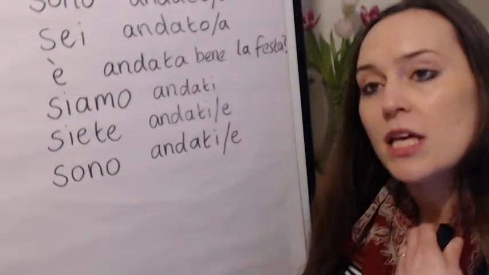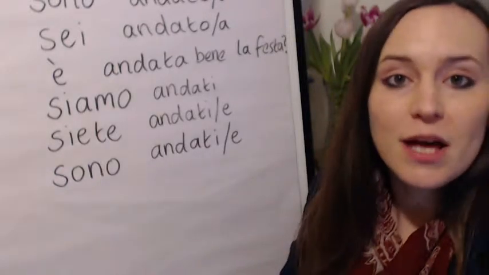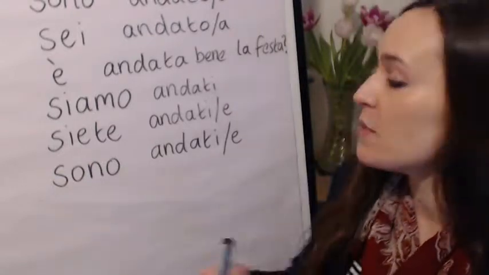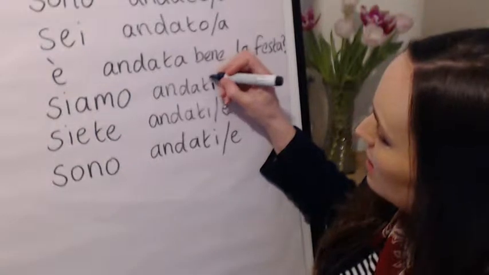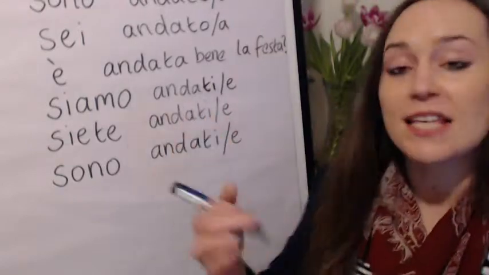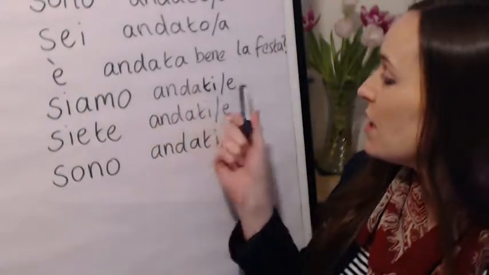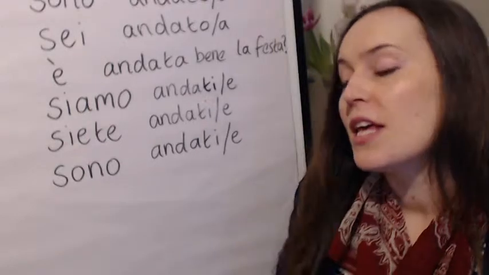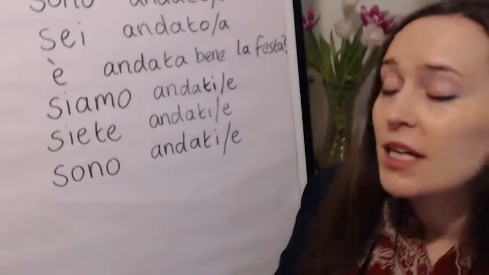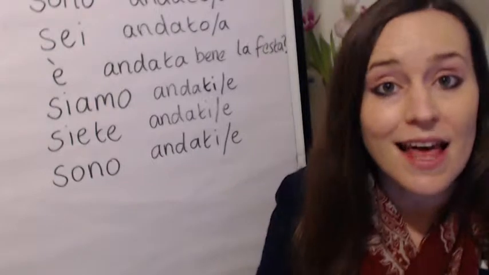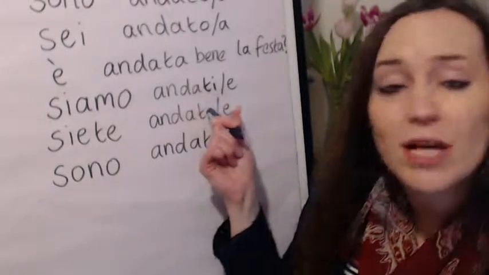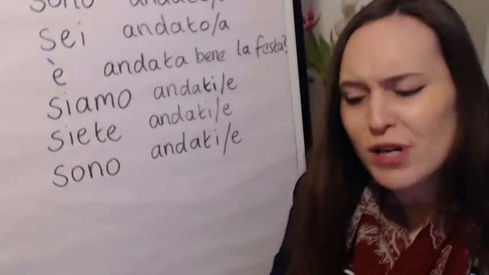For example, io e mio marito siamo andati al cinema sabato sera. So Saturday evening, my husband and I, we went to the cinema. Siamo andati. So because there's obviously my husband in uomo, because he's a boy, man. When I say we went, I don't use the E at the end of andate. If I were to say io e la mia amica, noi siamo andate, so me and my female friend, we went to the cinema, siamo andate.